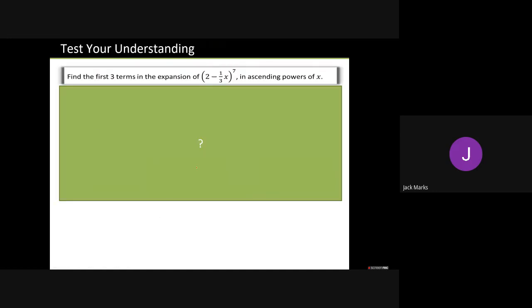Pause the video, have a go at this one here, and my hint to you is that 2 is going to be your first piece, and then minus a third x is going to be the other. Careful with making sure that you fully apply the power to all parts of the second piece here. Pause the video, have a quick go.